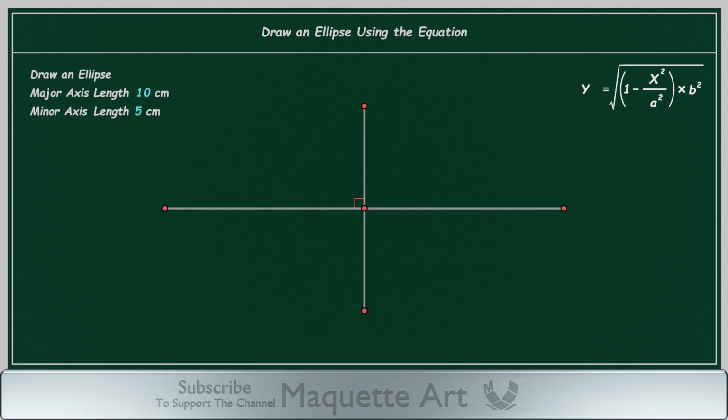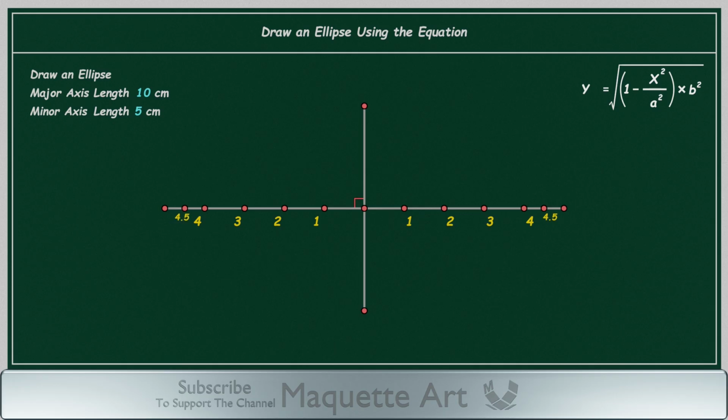axis. Now, starting from the center point of the ellipse, use the ruler to mark off 1 centimeter parts along the major axis. Mark the other side as well. Those points are enough, but I prefer adding an extra point here, where x equals 4.5.